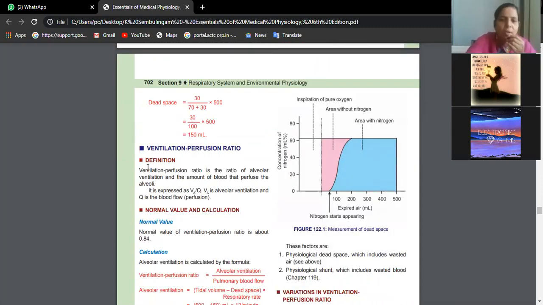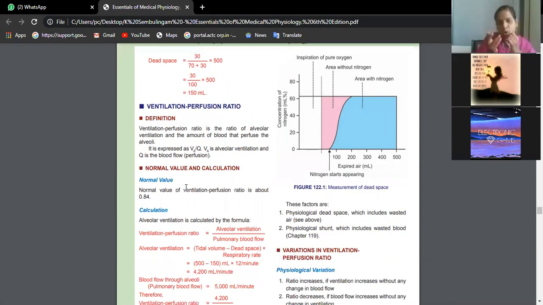See here, ventilation perfusion means what? The ratio of alveolar ventilation and the amount of blood that perfuses the alveoli. That means how much amount of oxygen is moving from the alveoli to the capillary. That is nothing but the ventilation perfusion ratio. It is expressed as VA by Q. VA is alveolar ventilation and Q is the blood flow.